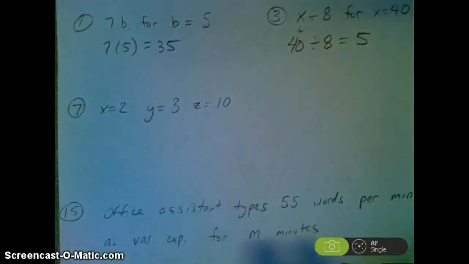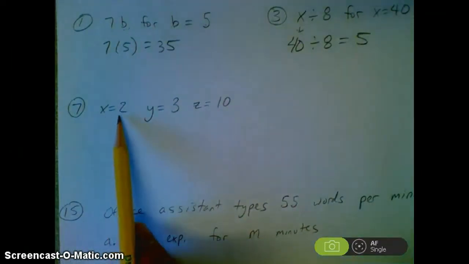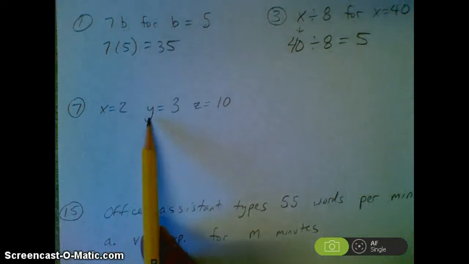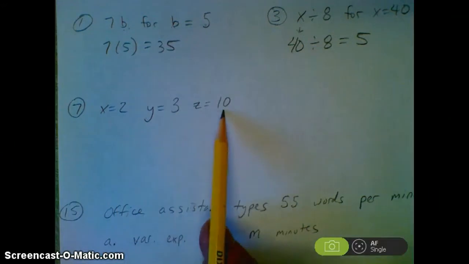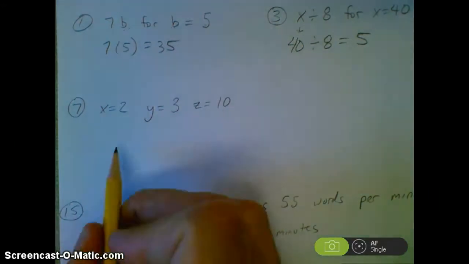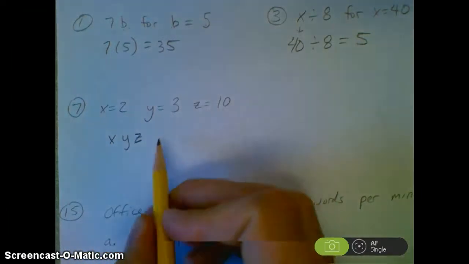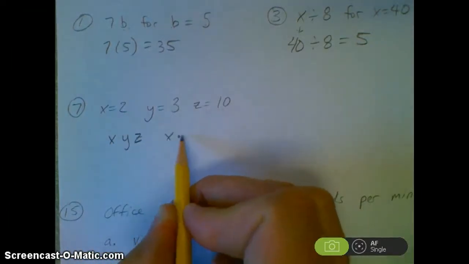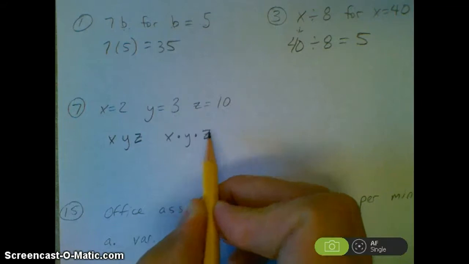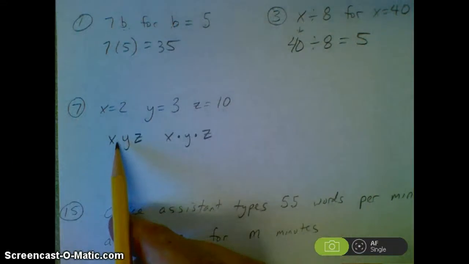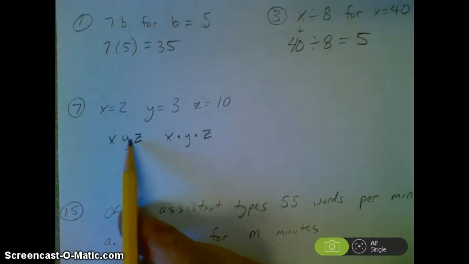Now number 7 is a little bit different. We're given x equals 2, y equals 3, and z equals 10. Number 7 asks us for xyz, or x times y times z. Because remember, if there's not a sign between a number and a variable or two variables, it's automatically multiplication.